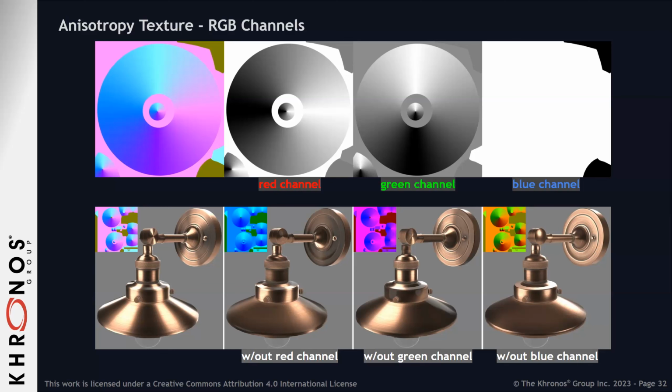So here are the channels for the anisotropy texture. The red and green channels create a 2D vector to tell the renderer which direction to stretch those reflections. And the blue channel is just a simple black and white mask. But all three are necessary to get proper anisotropy. If you set any of those to 0, like I'm doing in the bottom row there, you'll get the results that are shown there. You just don't get proper stretching. So you'd need data in all three channels.